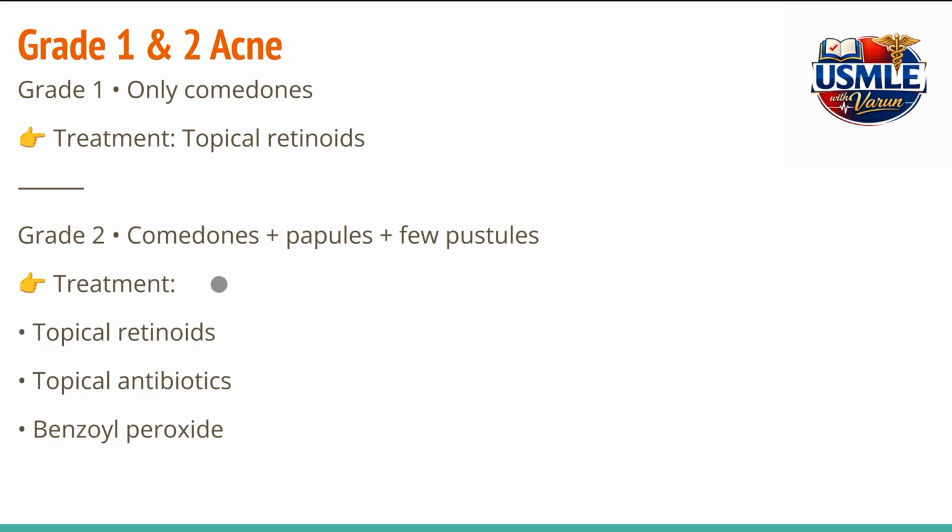Now, in grade 2, inflammation begins. So now just fixing keratinization is not enough. We need to target bacteria and inflammation as well. So we add topical antibiotics and benzoyl peroxide. Benzoyl peroxide is especially important as it reduces the bacterial load and also prevents antibiotic resistance. So one mechanism is treated with one drug, and when there are multiple mechanisms acting together, we need to give a combination therapy.